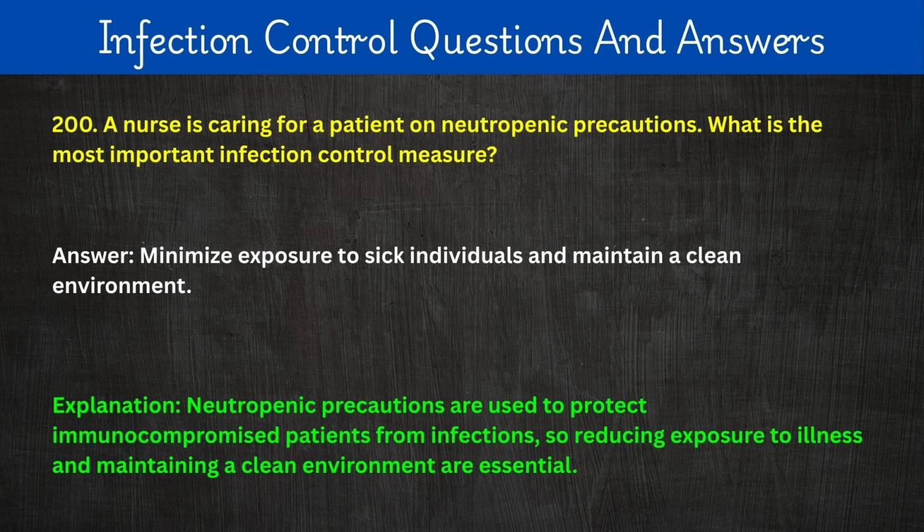200. A nurse is caring for a patient on neutropenic precautions. What is the most important infection control measure? Answer: minimize exposure to sick individuals and maintain a clean environment. Explanation: neutropenic precautions are used to protect immunocompromised patients from infections, so reducing exposure to illness and maintaining a clean environment are essential.